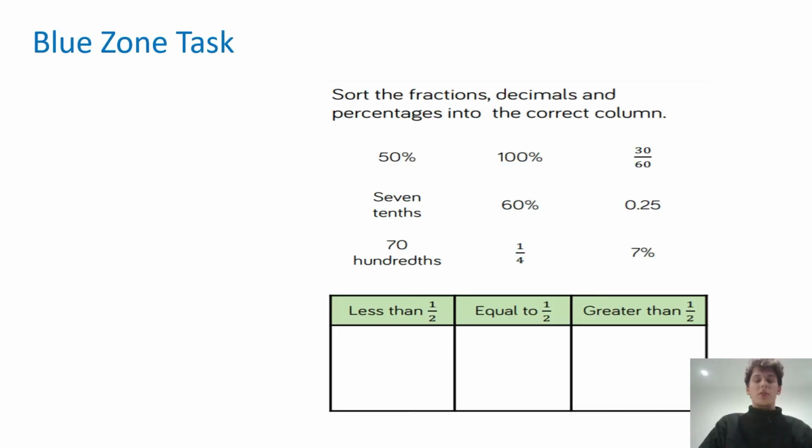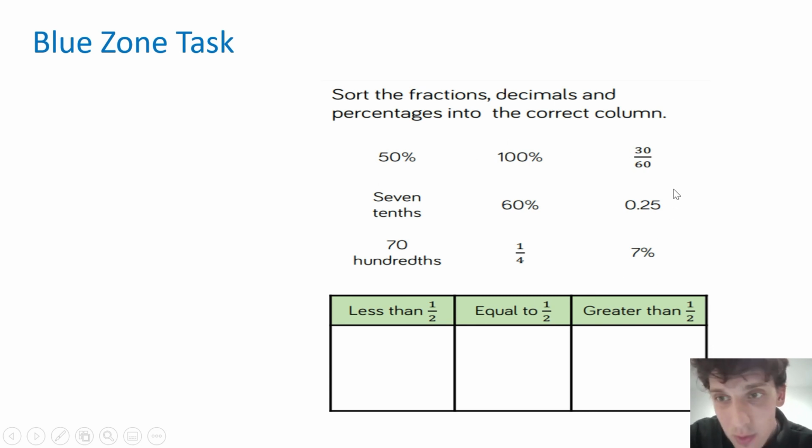And welcome back, Bluezone. This is your task. You are going to sort these fractions, decimals and percentages into the correct column. Here we have loads of different fractions, percentages and decimals. We have 3 columns here: less than a half, equal to a half, or greater than a half.